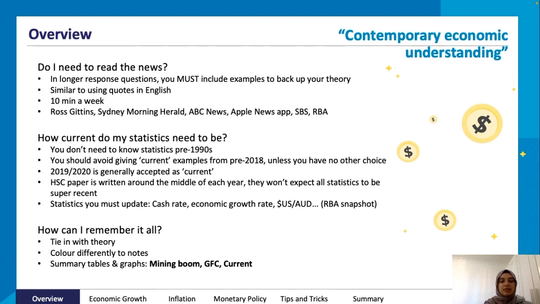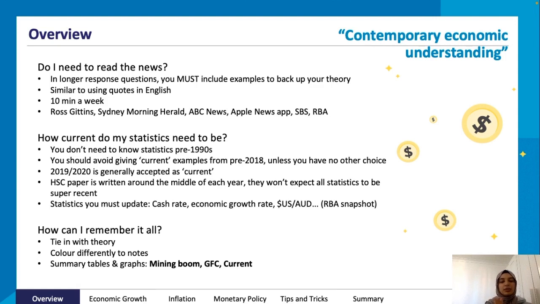Stats you must update include the cash rate because it changes every month. The first Tuesday of every month, the interest rate changes. Not the interest rate, the cash rate, sorry. It changes from the month prior, so they have three options. It stays the same, it increases or decreases, but essentially they're re-evaluating or updating the rate, or the stance, I guess.